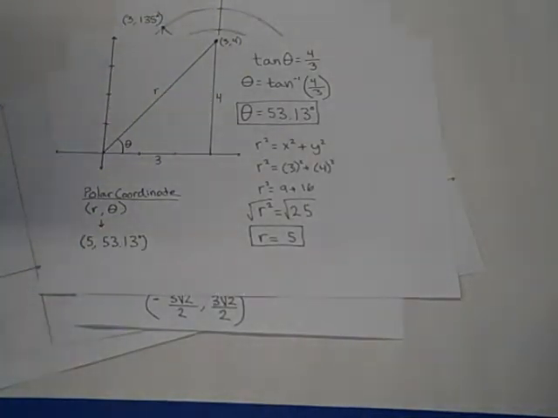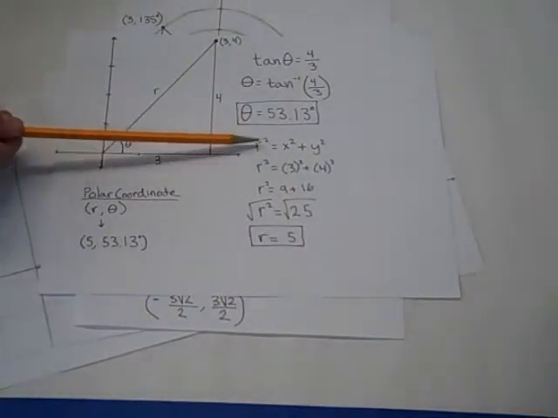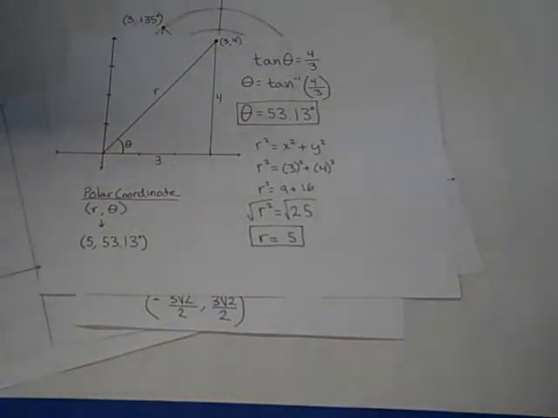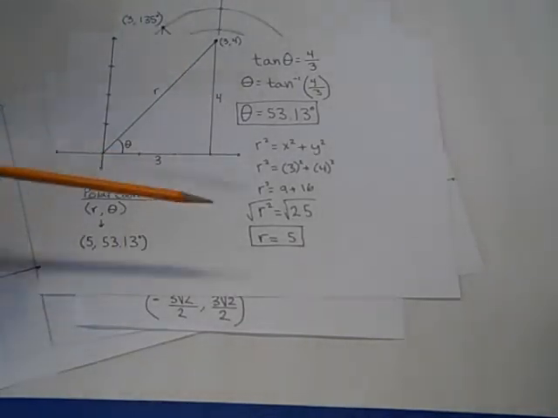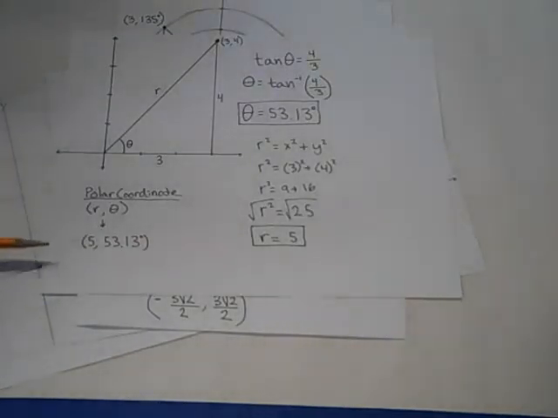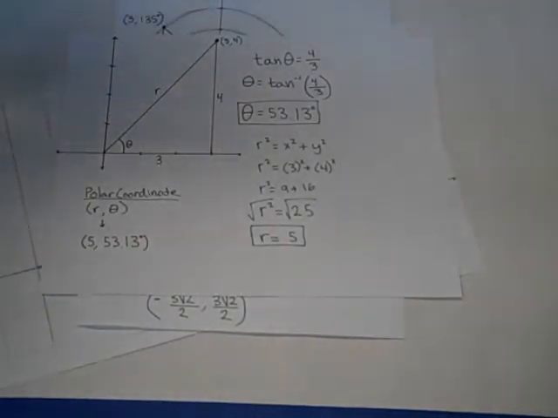So we use our calculators to approximate the angle to 53.13 degrees, and that gives us half of our polar coordinate. Now to find r, we use the Pythagorean theorem. This gives us r squared equals 3 squared plus 4 squared. Simple algebra to solve for r tells us that r equals 5. So the polar equivalent to 3, 4 is 5, 53.13 degrees.